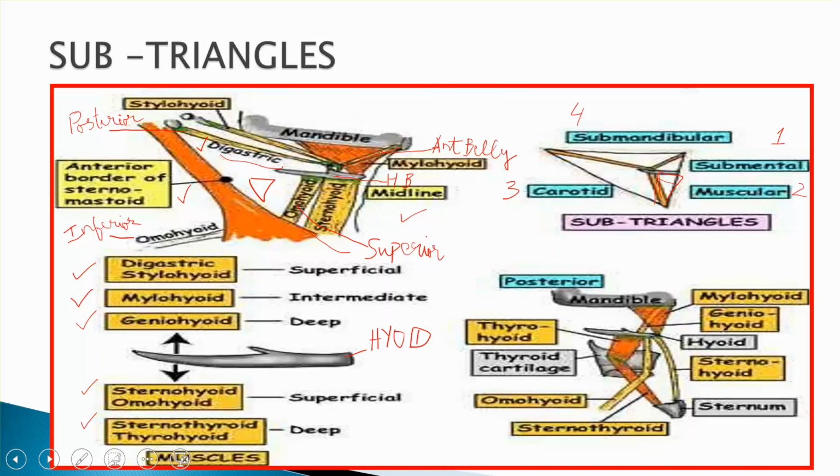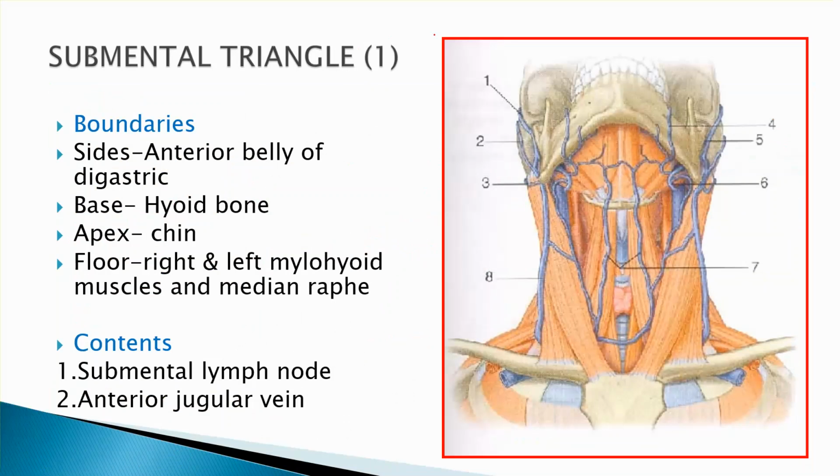Let's move on. The submental triangle, I said we will be seeing first. The location is here. Can you see the two muscles on right and left? That's the anterior belly of digastric. The sides are bordered by the anterior belly of digastric, and the base is the hyoid bone.